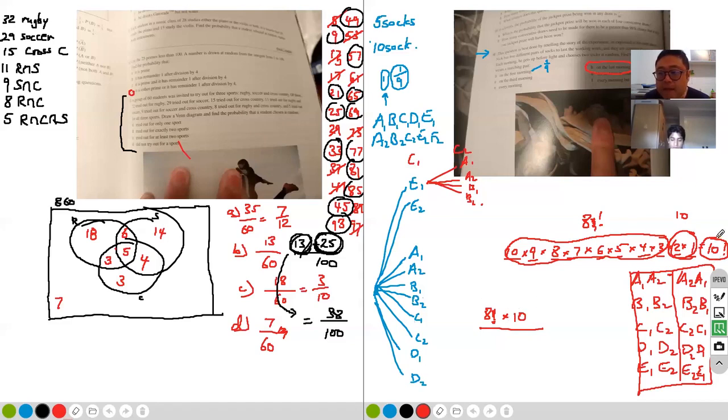10 factorial goes on the bottom because that's the number of ways you can arrange 10 socks over 5 days. Does that make sense? So work that out, and I believe your answer would be 1/9. I got 1/9. Is that the answer? I'll check the answers.